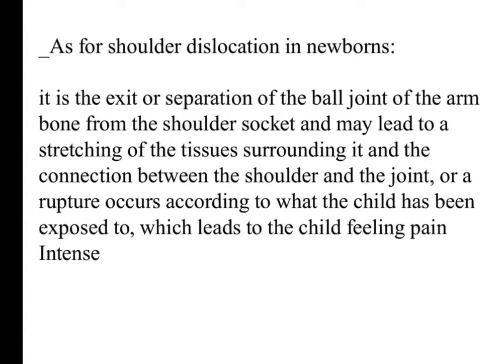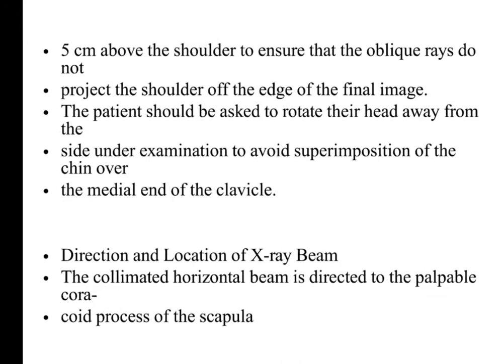as the shoulder dislocation in newborns. It is the exit or separation of the ball joint of the arm bone from the shoulder socket and may lead to a straining of the tissues surrounding it and the connection between the shoulder and the joint, or a rupture occurs according to what the child has been exposed to, which leads to the child feeling intense pain.